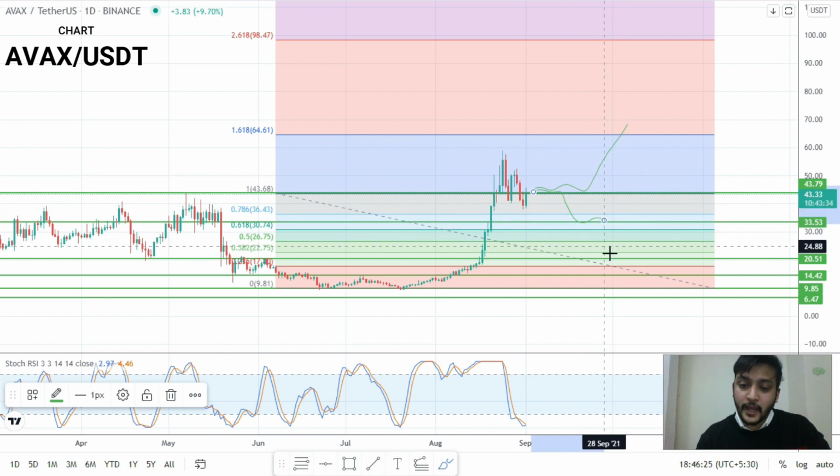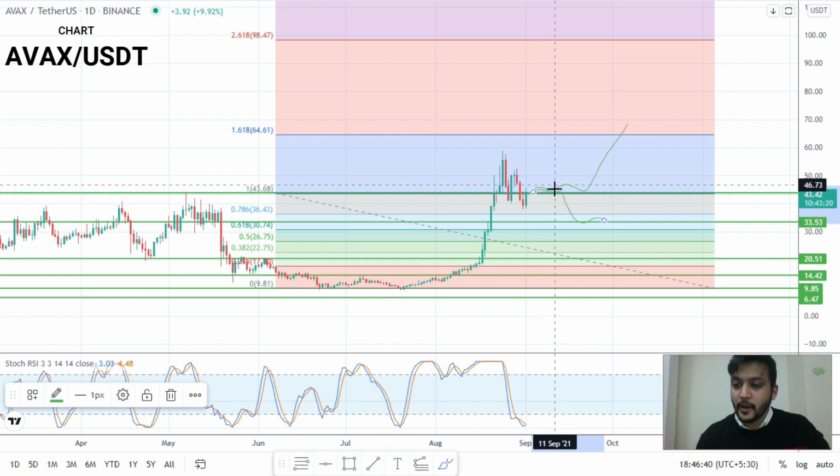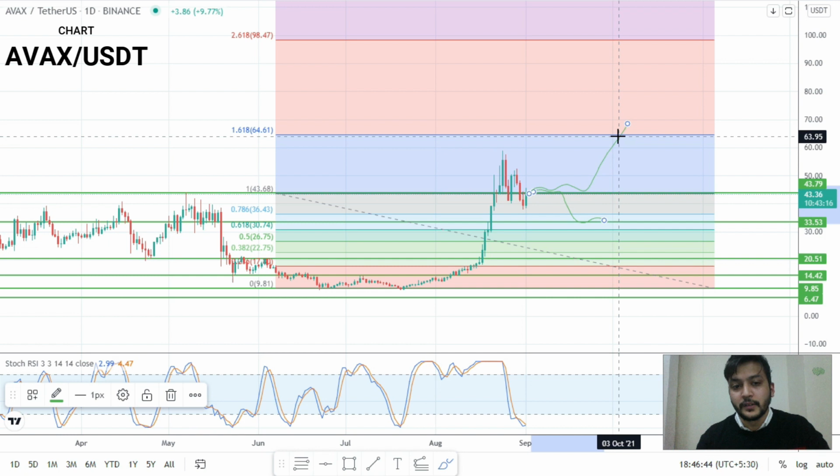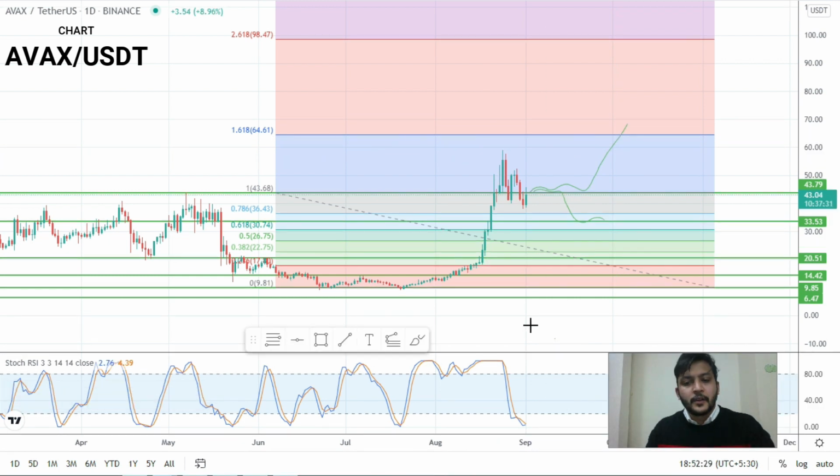And on a longer time frame, if this support of 33 also breaks, then we can definitely see a move back towards 20, which seems quite unlikely unless BTC takes a much deeper correction. But for now, AVAX looks good. If it can close above $44, stay here for a while, and then we can start seeing a move towards $64. Now let us start looking at the stock RSI.